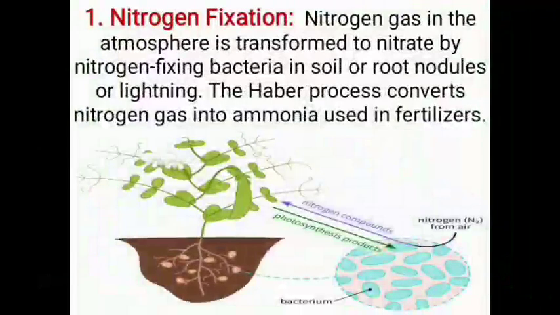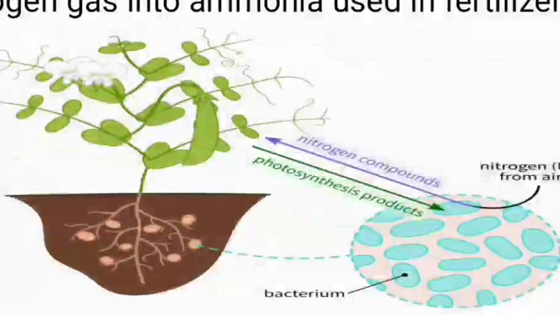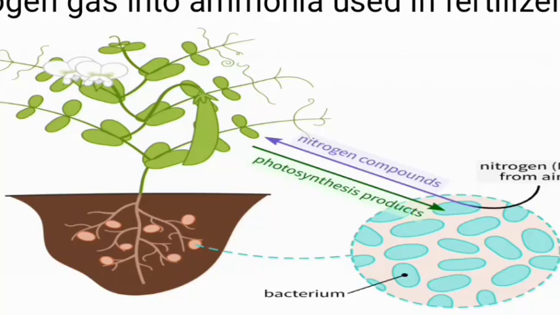So let's look at nitrogen fixation. Now, nitrogen gas in the atmosphere is transformed to nitrates by nitrogen fixing bacteria in soil or root nodules or lightning. Now, the Haber process converts nitrogen gas into ammonia used in fertilizers. You can see the picture down. We have the nitrogen compounds, that is the nitrogen from air going to the leaves. We have photosynthesis products, then we have bacterium.